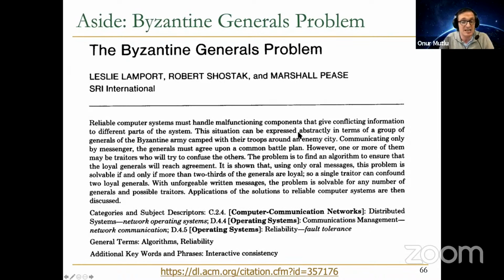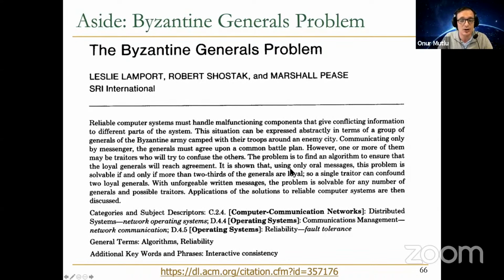This situation can be expressed abstractly in terms of a group of generals of the Byzantine army camped with their troops around an enemy city. Communicating only by messenger, the generals must agree upon a common battle plan. However, one or more of them may be traitors who will try to confuse the others. The problem is to find an algorithm to ensure that the loyal generals will reach agreement.